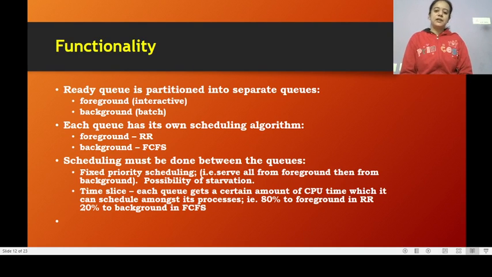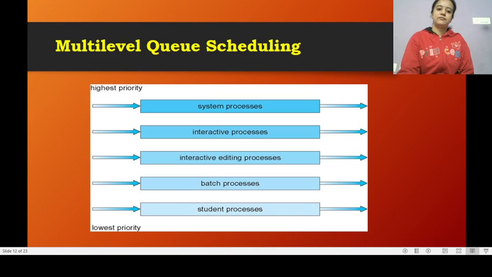Each queue gets a certain amount of CPU time which it can schedule amongst its processes: 80% to foreground in round robin fashion and 20% to background in first come first serve. It is a combination of 2 or 3 CPU scheduling algorithms. This is how it is shown in this diagram: system processes in one queue, interactive processes in another, interactive editing processes, batch processes, and student processes. They are differentiated and assigned from lowest to highest priority.